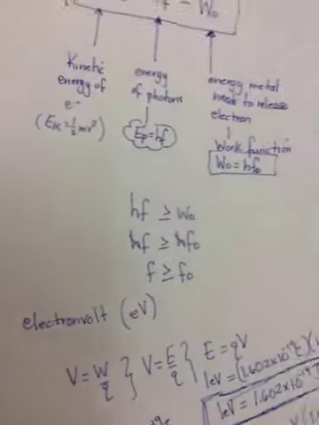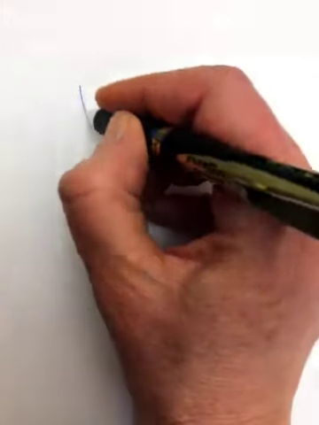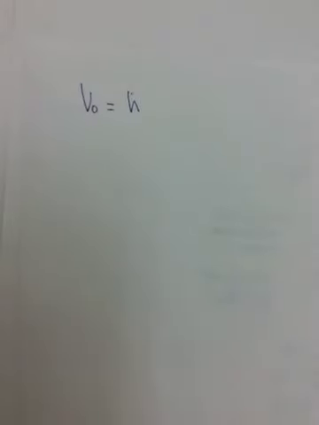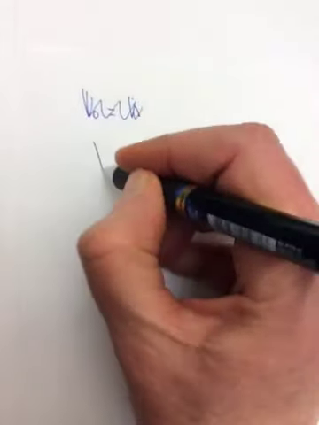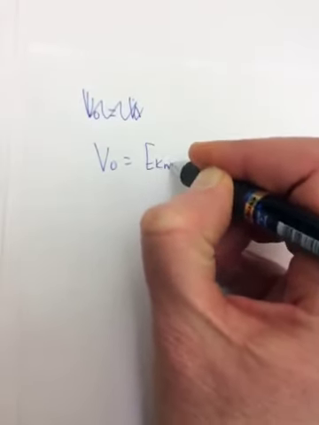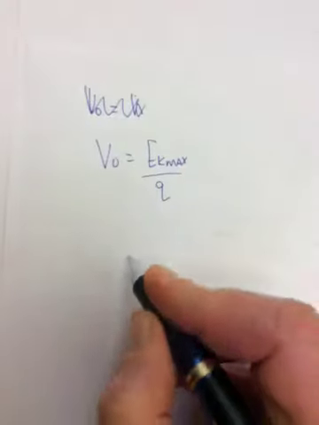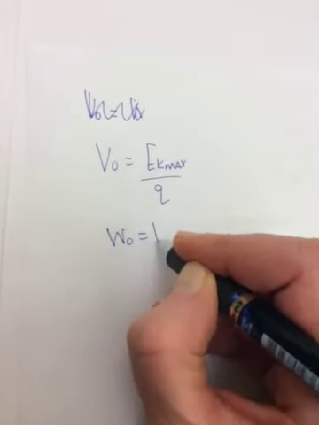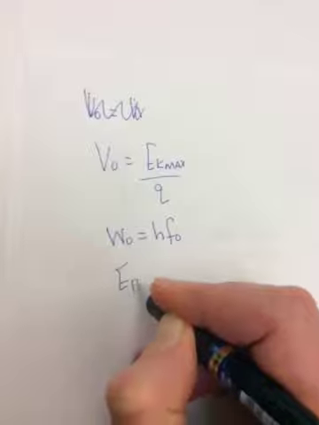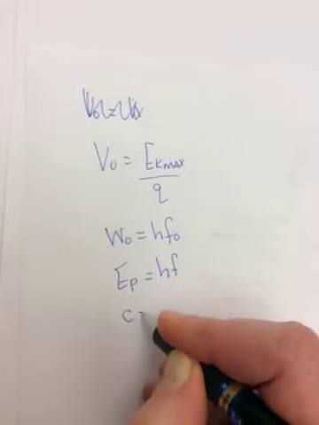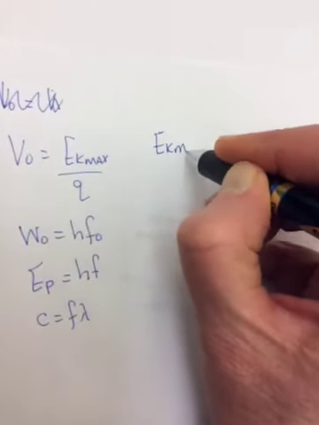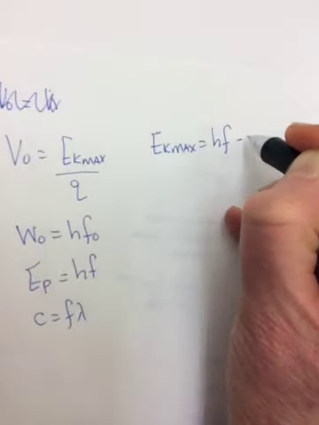Okay, so what are our equations? Well, let's list them. So I'll see if I can get them all. So we have the stopping potential is equal to EK max over Q. We have WO, the work function, is equal to HFO. We have EP is equal to HF. Oh yeah, we have C is equal to F lambda. Don't forget that one. We have EK max is equal to HF minus WO.